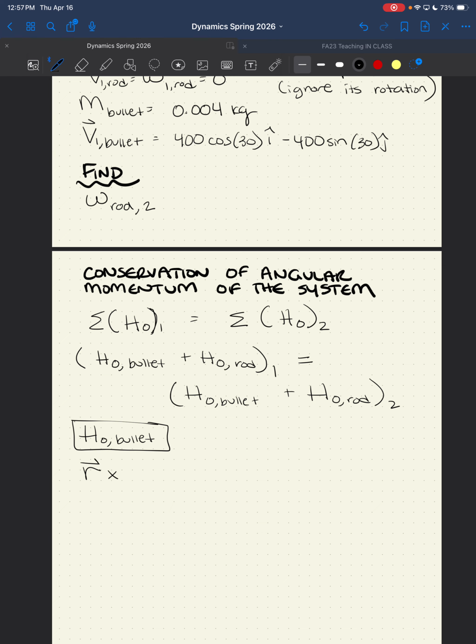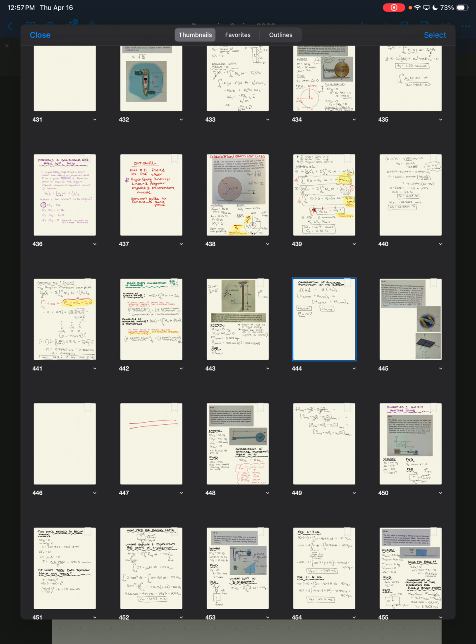Okay, so this should be r_O for the rod cross m v_G for the rod plus I_G omega. I believe not everything starts at rest. The bullet certainly doesn't start at rest, but the rod does. So I believe this should go to 0.